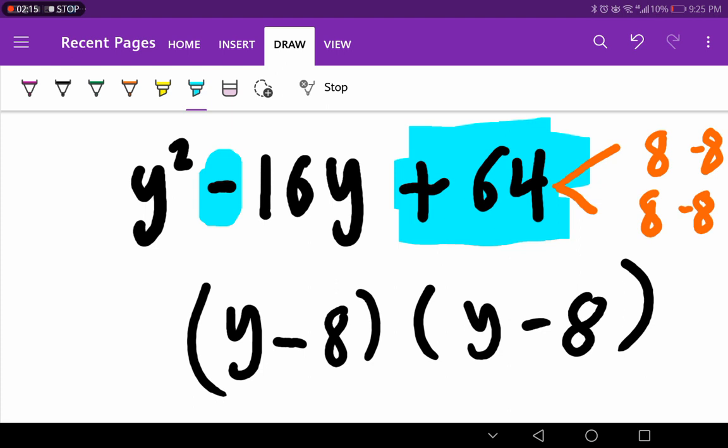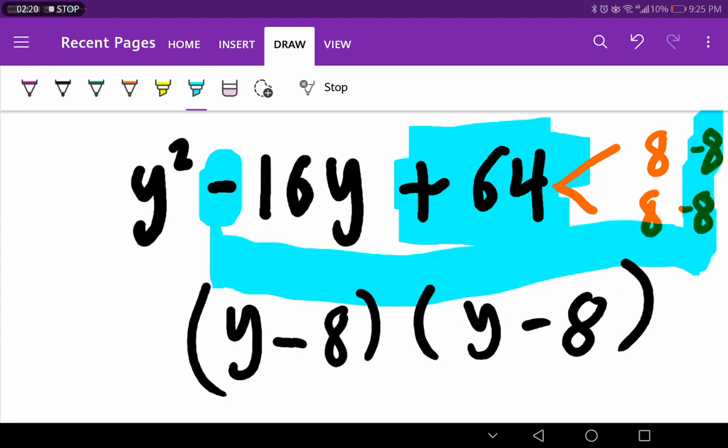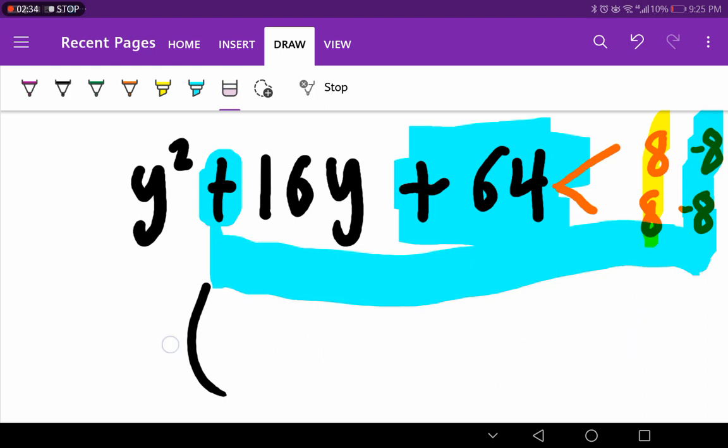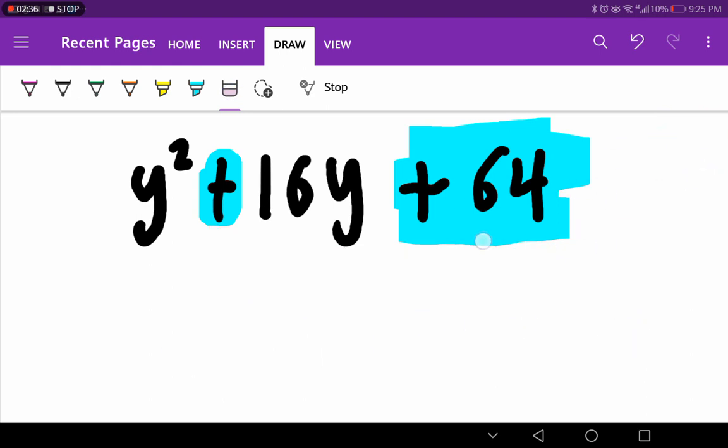But why did I choose this one? Because if this sign is positive, I will choose the other one, so it will be positive 8, positive 8. Are you happy with that? Good. So if you check the C here and find out it is a perfect square, your life will be easier.